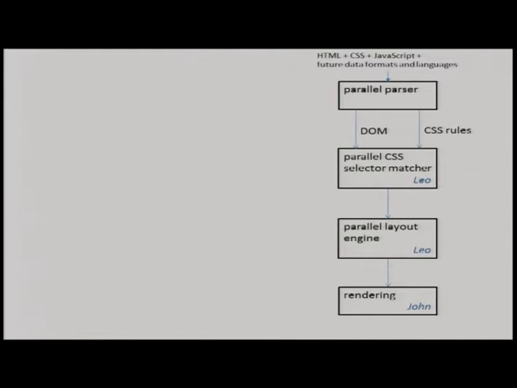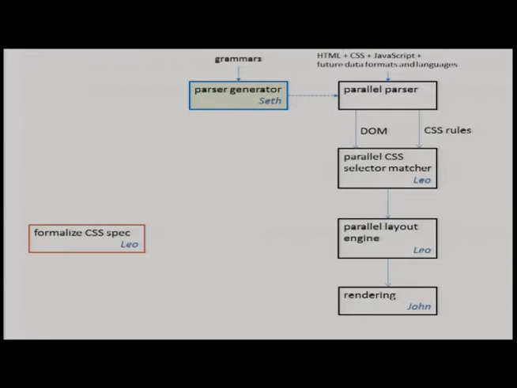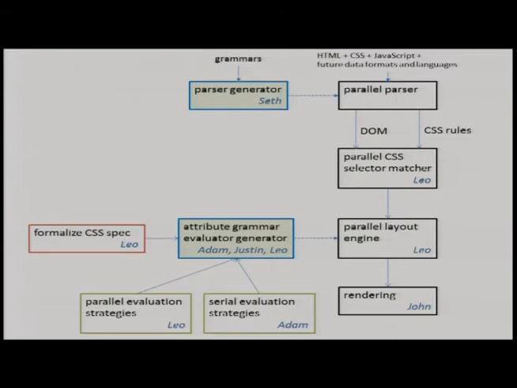So I won't tell you about the parallel algorithms today. I will tell you that we actually generate them. So there is a parser generator, a generator of a parallel layout engine that takes a specification of the CSS language, that is, how the web is laid out. And this generator of layout engines takes various optimizations, which it then embeds into the layout engine.